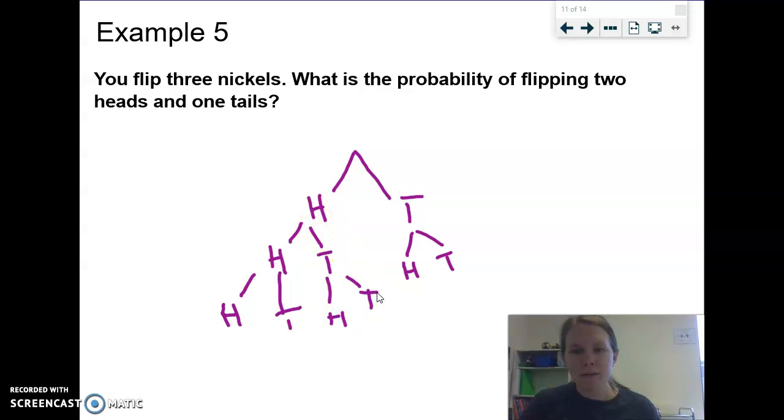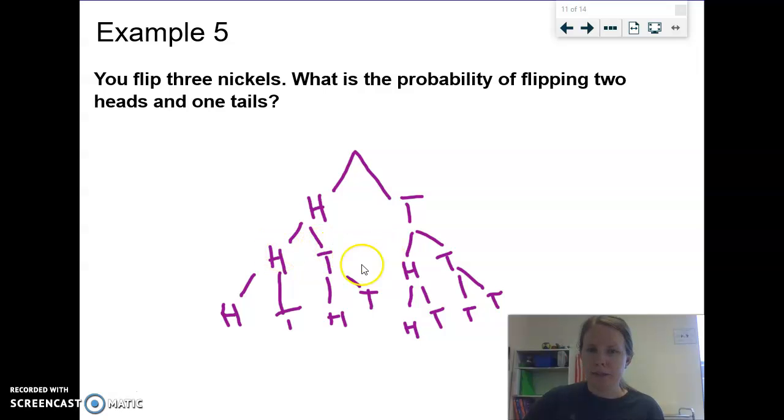So number, order is important in probability and how the order goes into play because that is the amount of possible outcomes you could have. Heads and tails, heads and tails. So this shows me that I've flipped 3 coins because I got a heads and tail here, another option for either heads or tails afterwards, and another one after here. So it says you flip 3 nickels. What is the probability of flipping 2 heads and 1 tails?